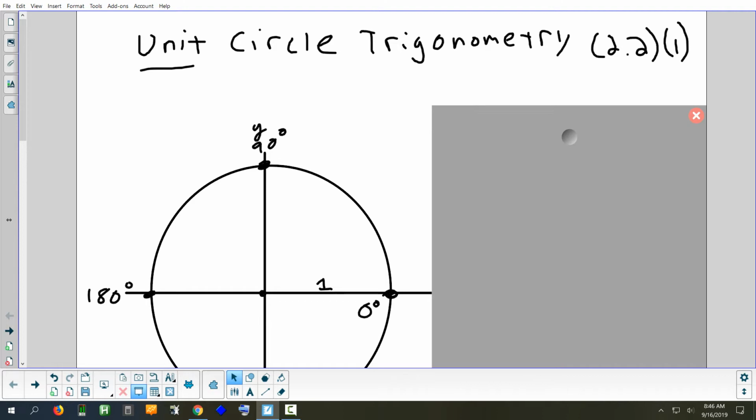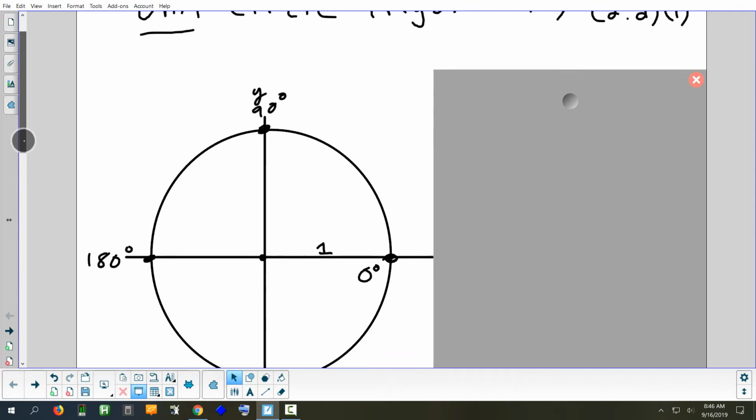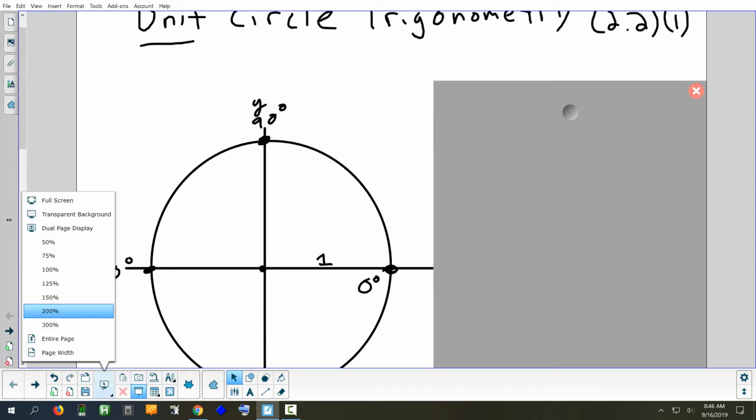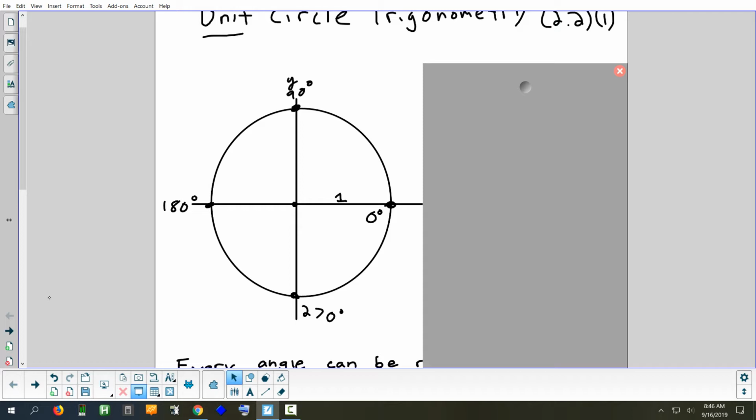Alright, so we're going to use this diagram pretty much all week. It's just a circle, and I drew axes right through the middle of it. And I labeled some of the angles going around the circle. So remember, positive angles go counterclockwise, starting with 0 degrees on the positive x-axis, and then 90 is at the top, 180 on the left, 270 at the bottom.